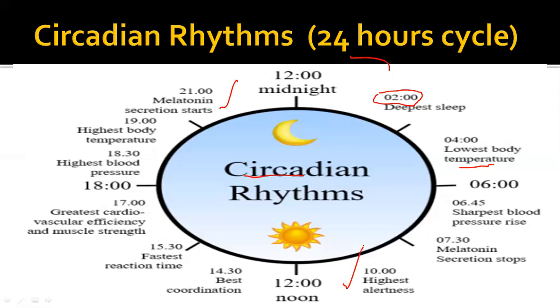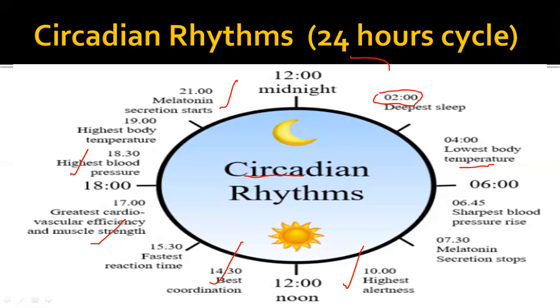Highest alertness when we get up is at daytime, at 10 o'clock in the morning. Then after 12, we have the best coordination among our different activities and our body. Then fastest reaction time is between 3:30 and later. Then greatest cardiovascular efficiency and muscle strength we can get at around 5 o'clock, between 4 to 5. Highest blood pressure again is after 6. Then highest body temperature is at 7 o'clock. Then melatonin secretion gets started.